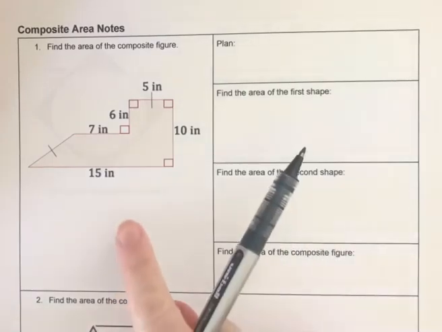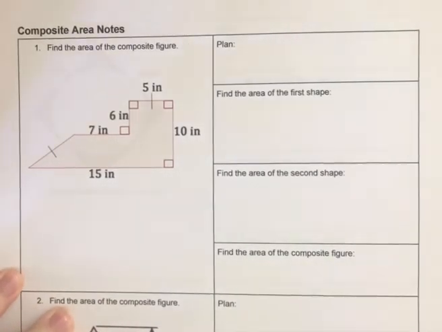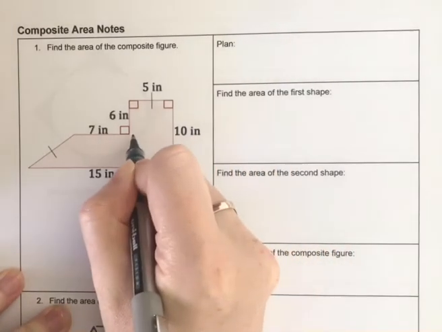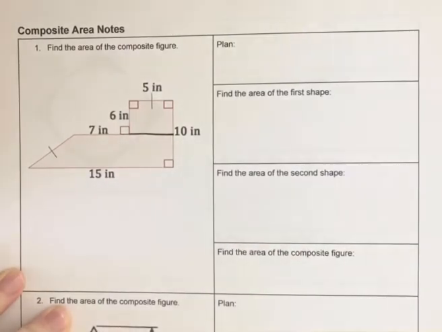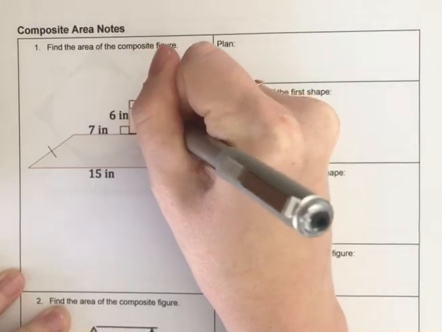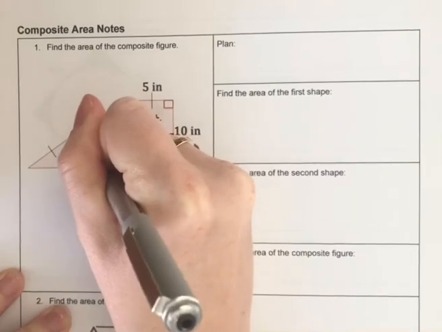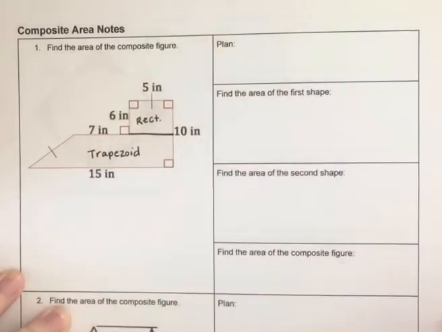So first things first, we are finding the area of this entire figure. Now, I don't have a formula for the area of whatever this might be. So here's what we're gonna do. We're gonna split up our shape into two, potentially more shapes that we know how to find the area of. So for example, in this one, let's say I'm gonna cut this right here. That splits this shape up into a rectangle and a trapezoid, and I do know how to find the area of both of those things.